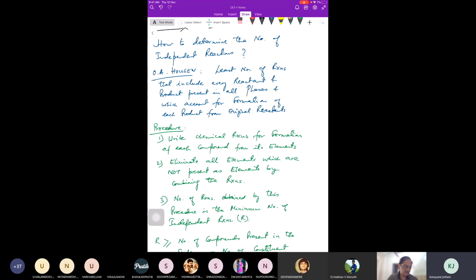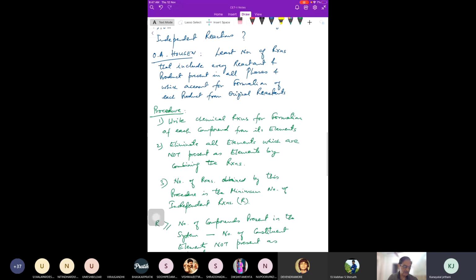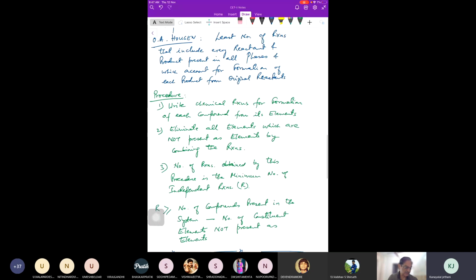So we have to write the reaction for each compound, its formation from its elements, right? Then once you write it for all the compounds, all the reactants and products, eliminate all elements which are not present as elements by combining the reactions. Agar isme koi element aa gaya jo hamare final reaction mein nahi hai, reactant mein bhi nahi hai, product mein bhi nahi hai, to wo isliye eliminate karna padega. We'll see examples of this.